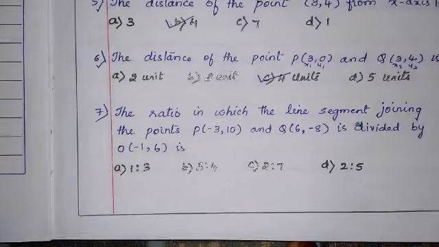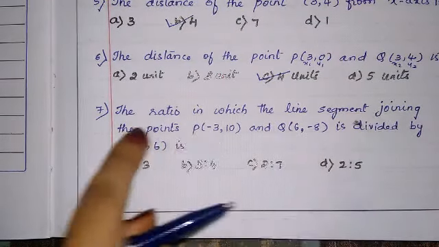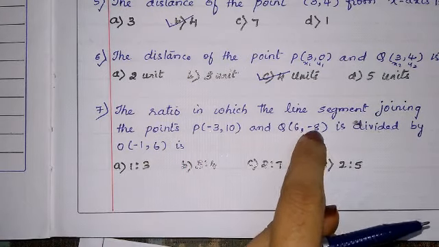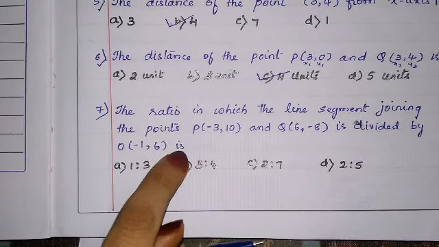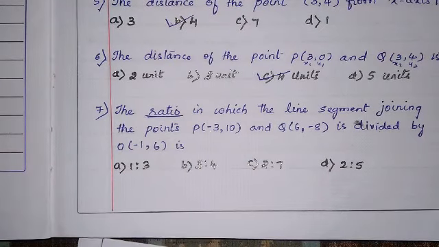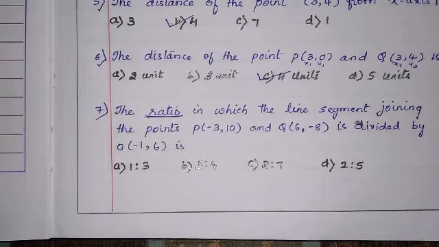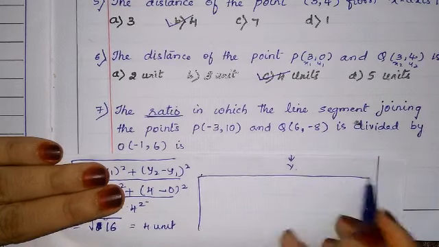Now let us see the 7th question. Here, find the ratio in which the line segment joining the points P(-3, 10) and Q(6, -8) is divided by the point (-1, 6). We know that when asked to find a ratio, we need to use the section formula, but it will be too lengthy. Here they are not going to see our steps. We need the answer quickly. So by using this method also you can solve it.